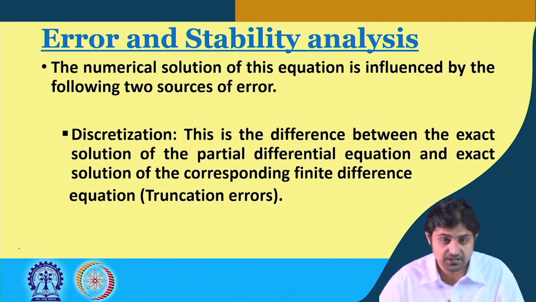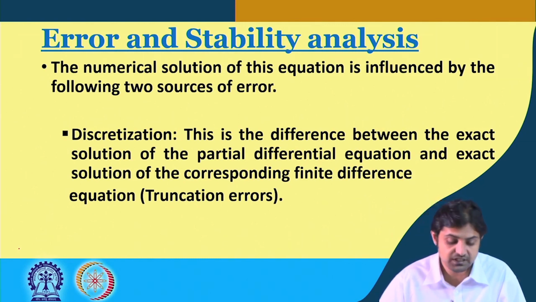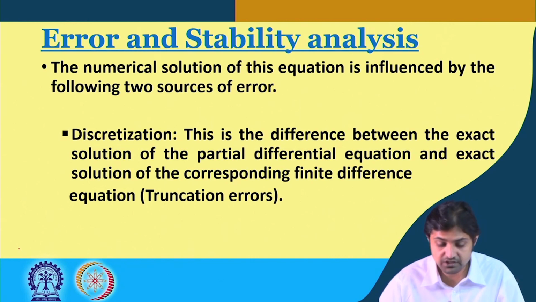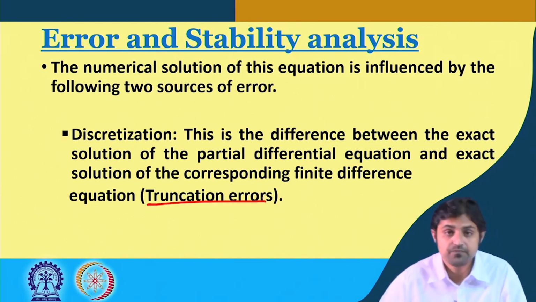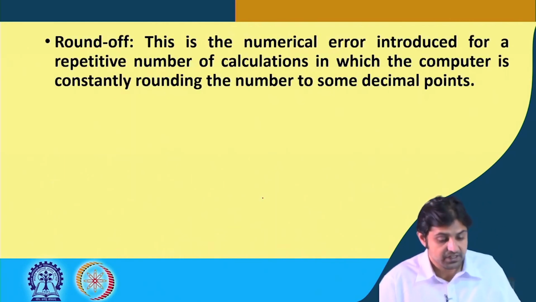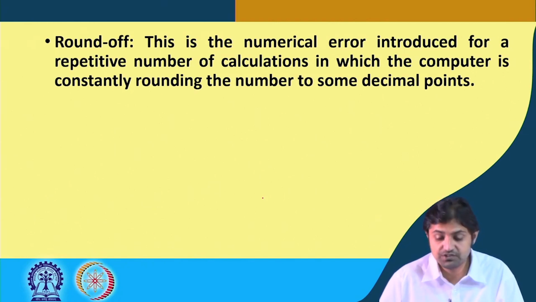One is discretization. This is the difference between the exact solution of the partial differential equation and the exact solution of the corresponding finite difference equation, the truncation error. Second, there is round off error. This is a numerical error introduced for a repetitive number of calculations in which the computer is constantly rounding the number to some decimal point.